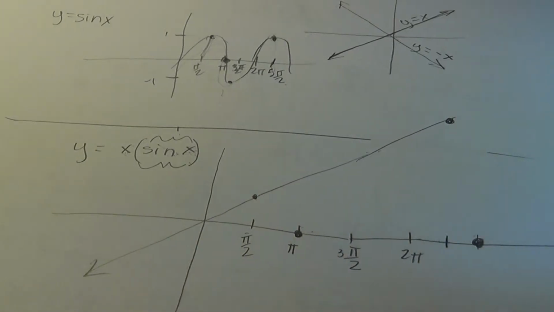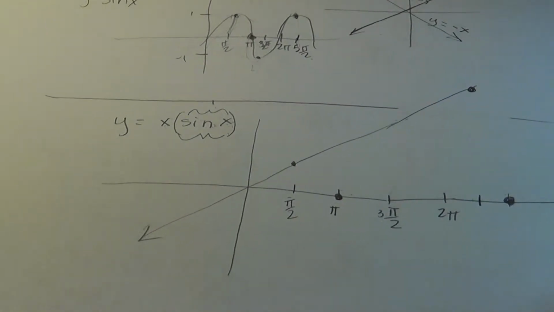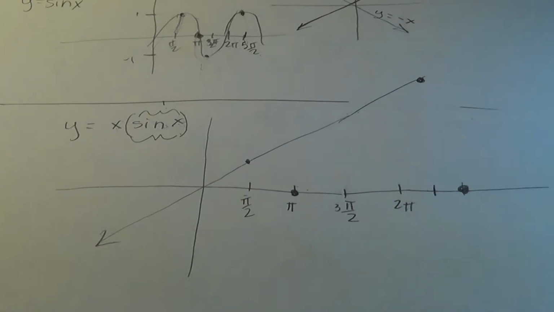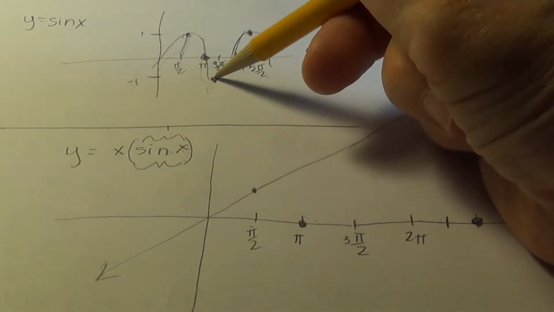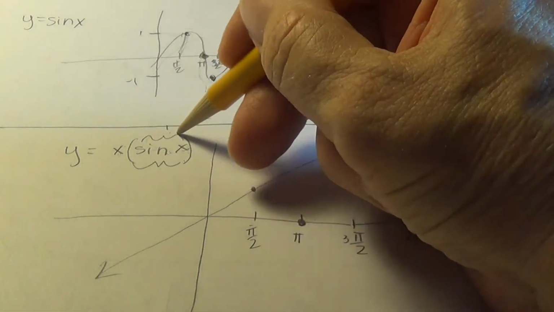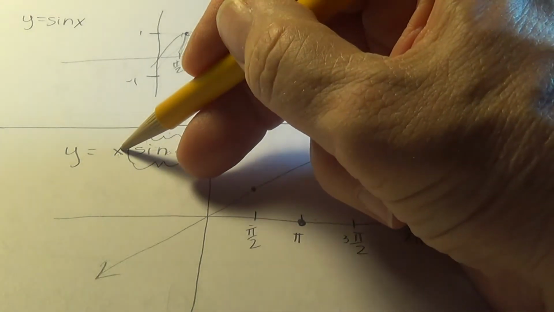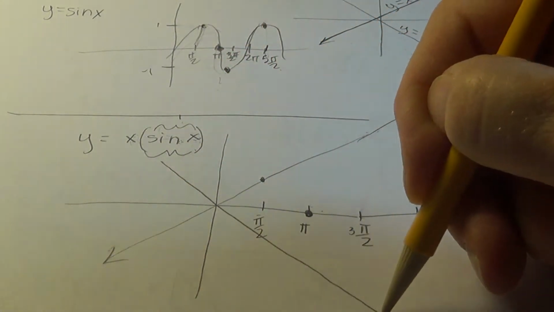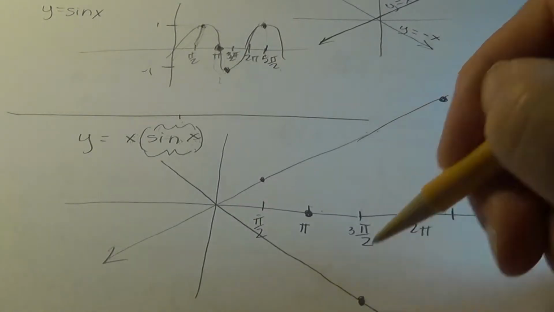All right, so we got a couple pieces of the puzzle, but not enough to draw it in all its glory. So let us evaluate what happens here at 3 pi over 2. When we put a 3 pi over 2 in this function, sine becomes negative 1. And we have negative 1 times 3 pi over 2, which is negative 3 pi over 2. So I'm going to put in that other graph because right there it's going to match but be negative.